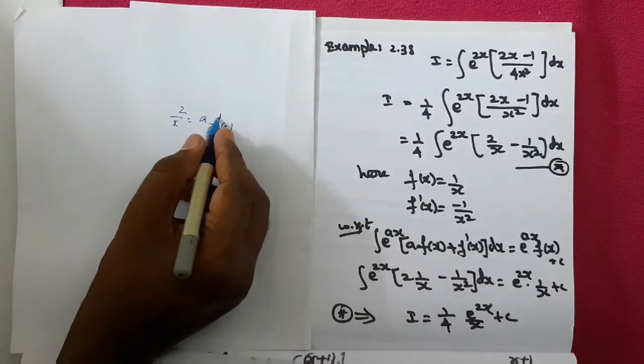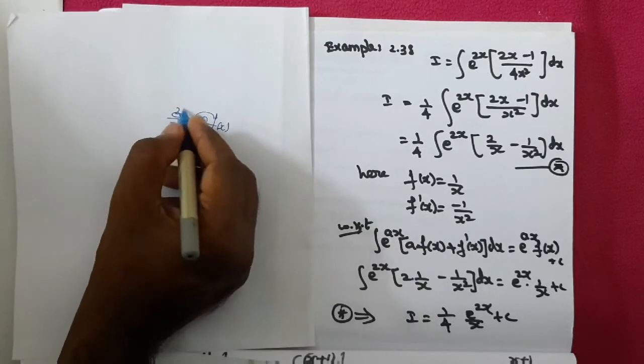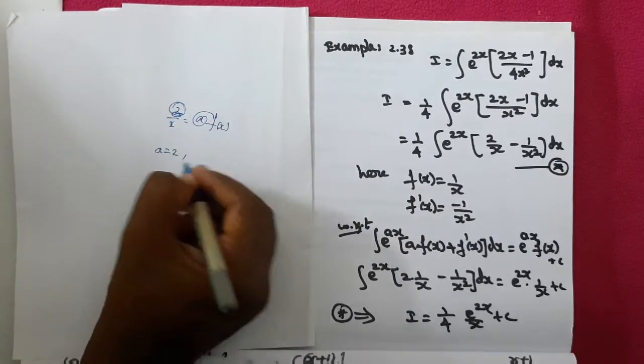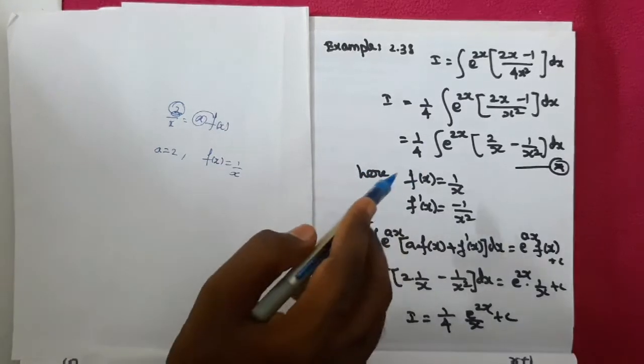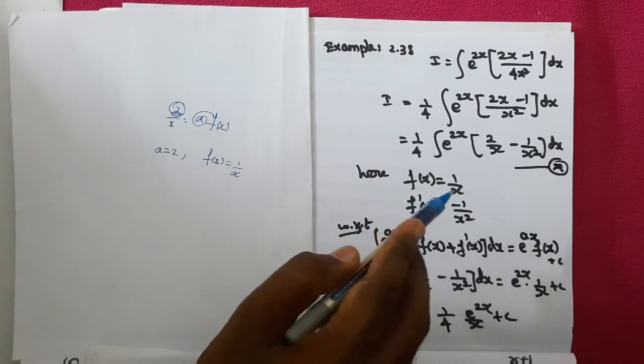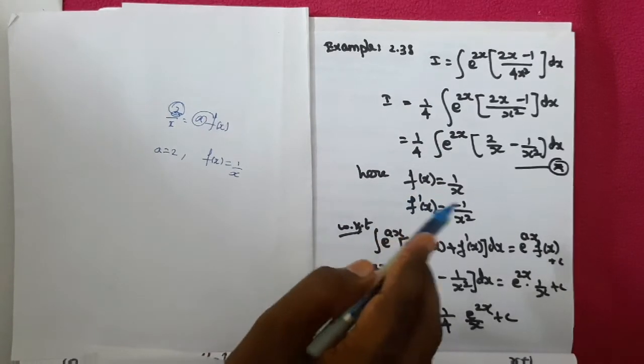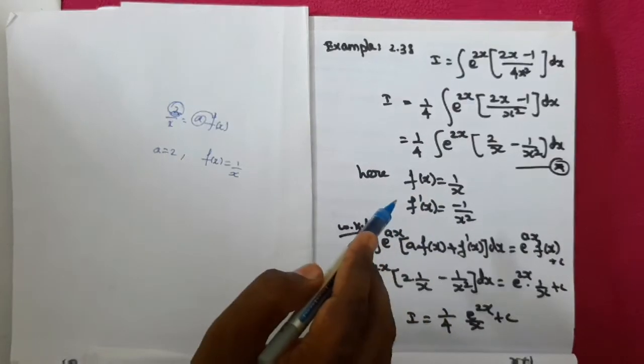So here the value of a is 2, we know, right? So a equal to 2 means this f of x will be what? 1 by x. So only I have written f of x equal to 1 by x. Now differentiate this 1 by x. So what will you have? Minus 1 by x square. So that is f dash of x.